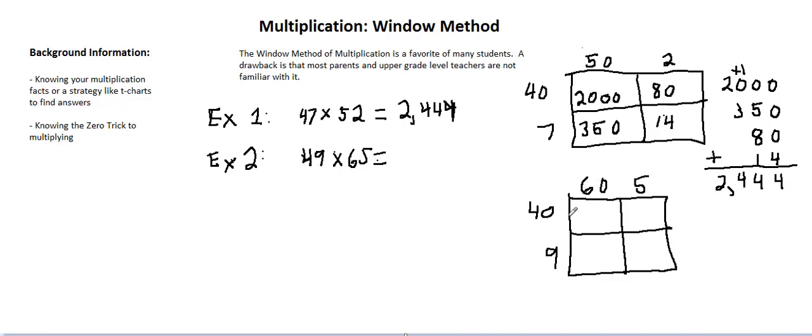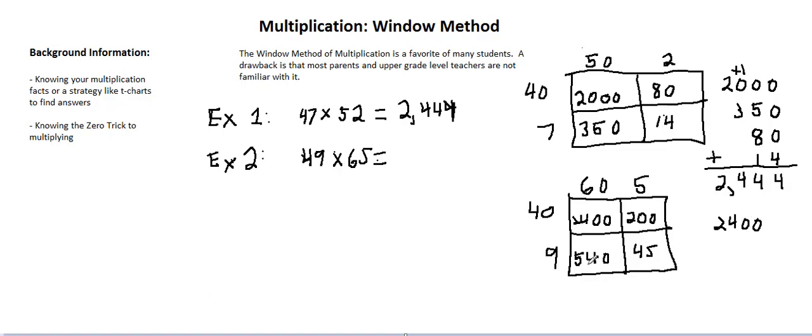Start here, 60 times 40. The base fact of 6 times 4 is going to be 24, and then my 2 zeros. Then come over here, 5 times 40, base fact of 5 times 4, so that'll be 20, and then put the 0 on from right there. And then I come here, 60 times 9, base fact of 9 and 6, so that'll be 54 with a 0, 540. And then here, 5 times 9, 45. And I take those 4 numbers and I add those up.